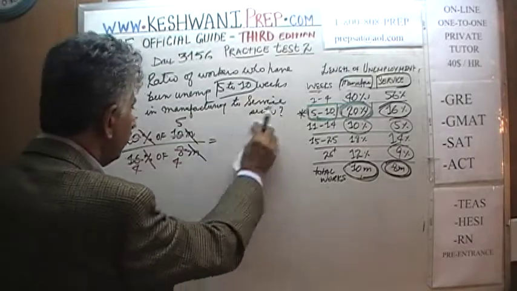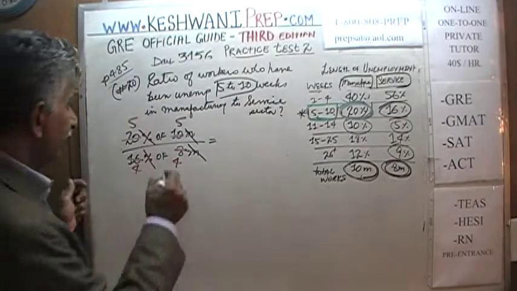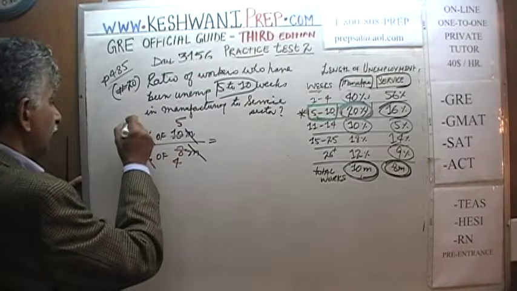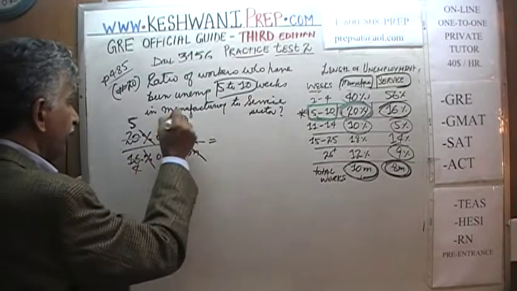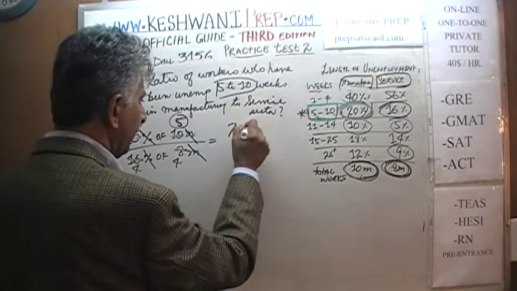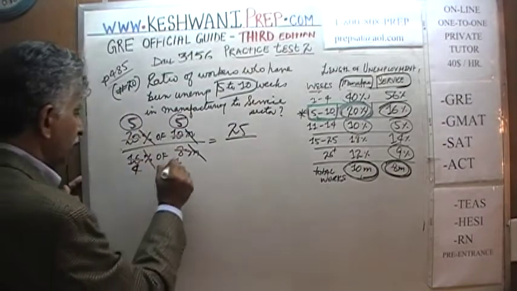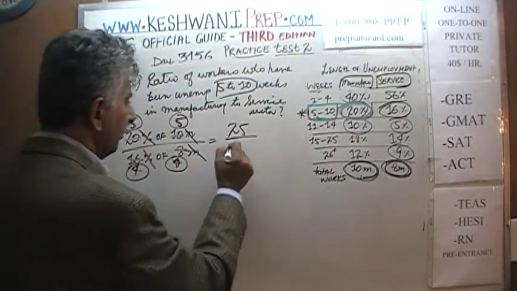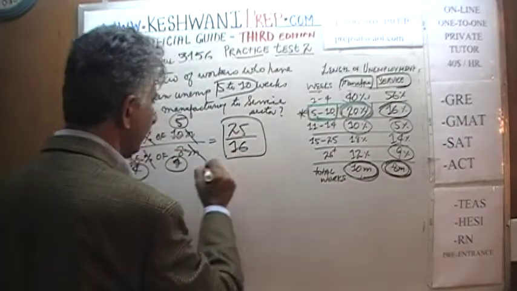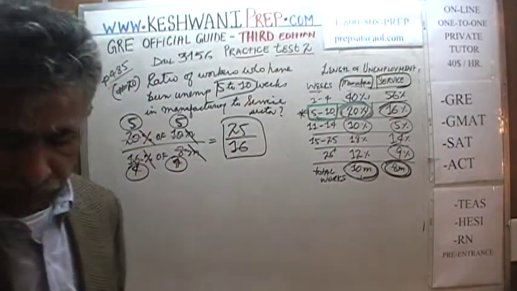So what do we end up with on the top? We end up with 25, 5 times 5. We end up with 25 on the top, and 4 times 4, 16 at the bottom. That's the ratio we're looking for.